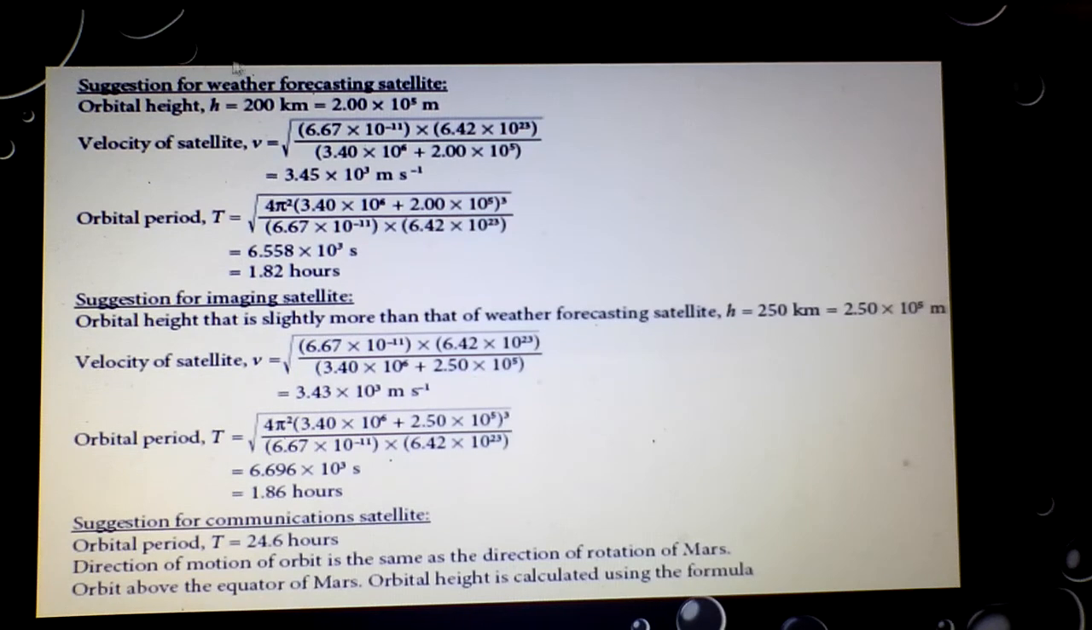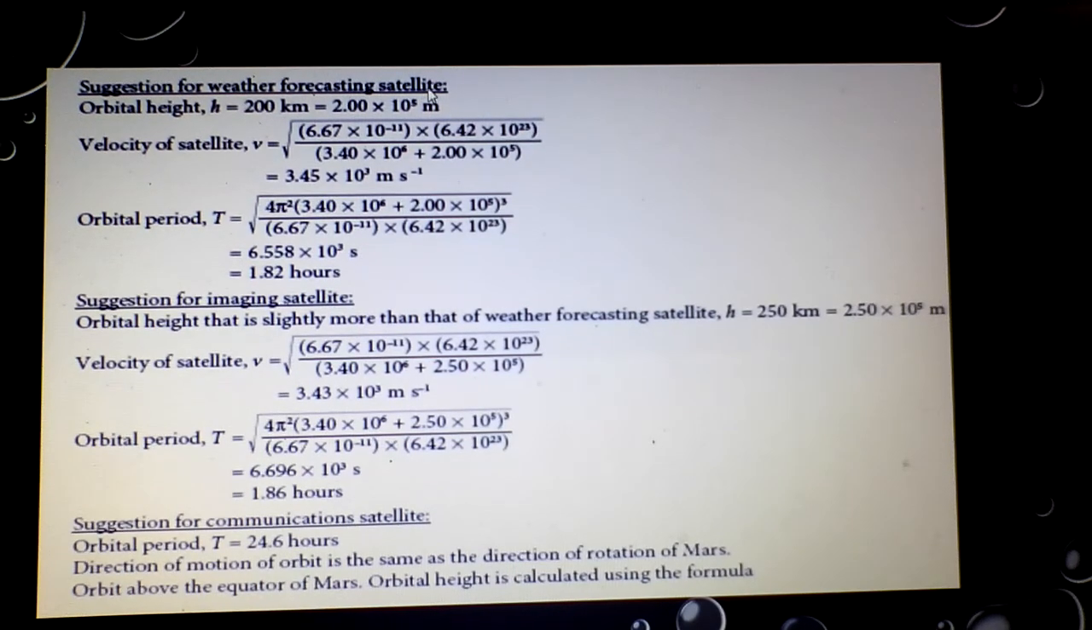So here, for the weather forecasting satellite, we can suggest a value of orbital height, like h equivalent to 200 kilometers, so it's 2 times 10 power 5 meters. Velocity of the satellite v, we calculate, and we get 3.45 times 10 power 3 meters per second. Orbital period, we get 1.82 hours. So this is for the weather forecasting satellite.